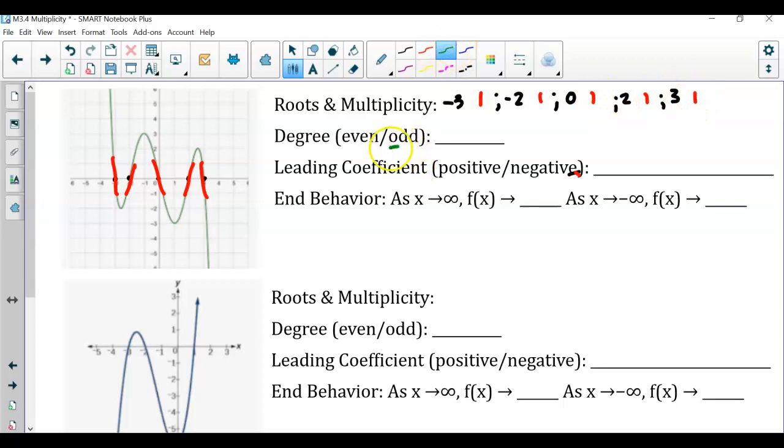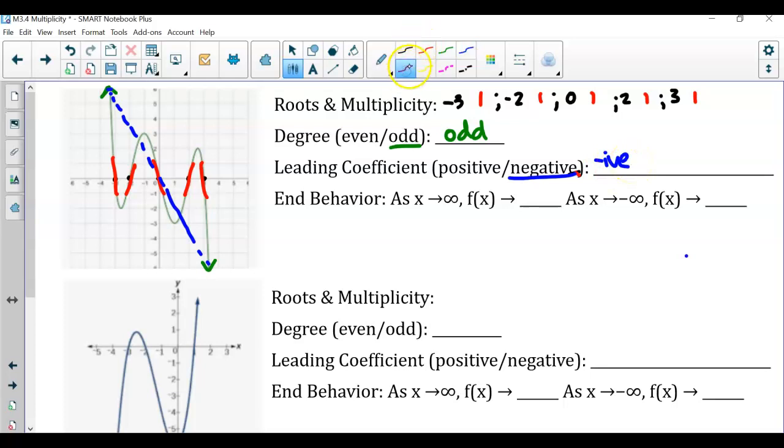So let's check to make sure that we have that degree that is odd. Notice how we have one end going up, one end going down towards negative infinity. So yes, this is odd. Then here, the leading coefficient. So as I read it left to right, and connecting, notice how the graph is going down. So the leading coefficient is negative.